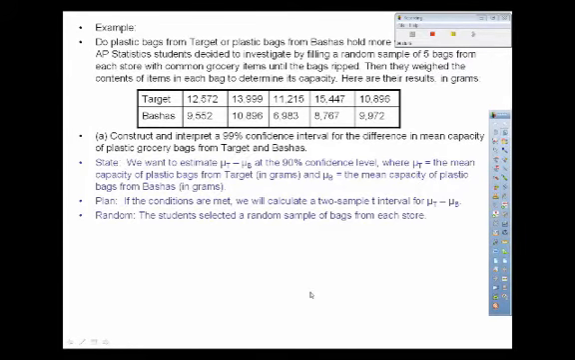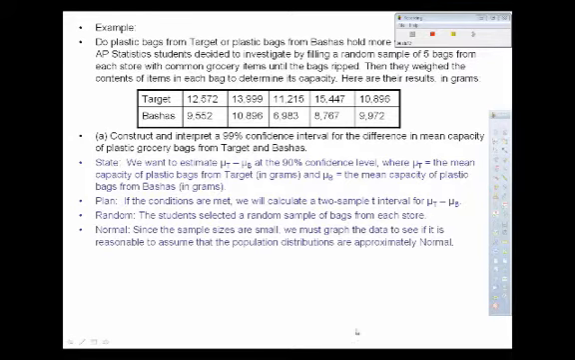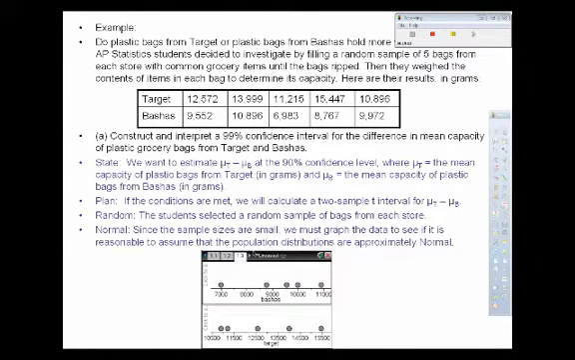Okay, so we're going to check random. The students selected a random sample of bags from each store. Normal. Since these sample sizes are small, we need to graph it and check to see if the populations are normal. And I did this on the Inspire, and that's okay. You just have to be able to show it on your paper on the test. Okay? And since there's no obvious skewness or outliers, it's safe to use T procedures.